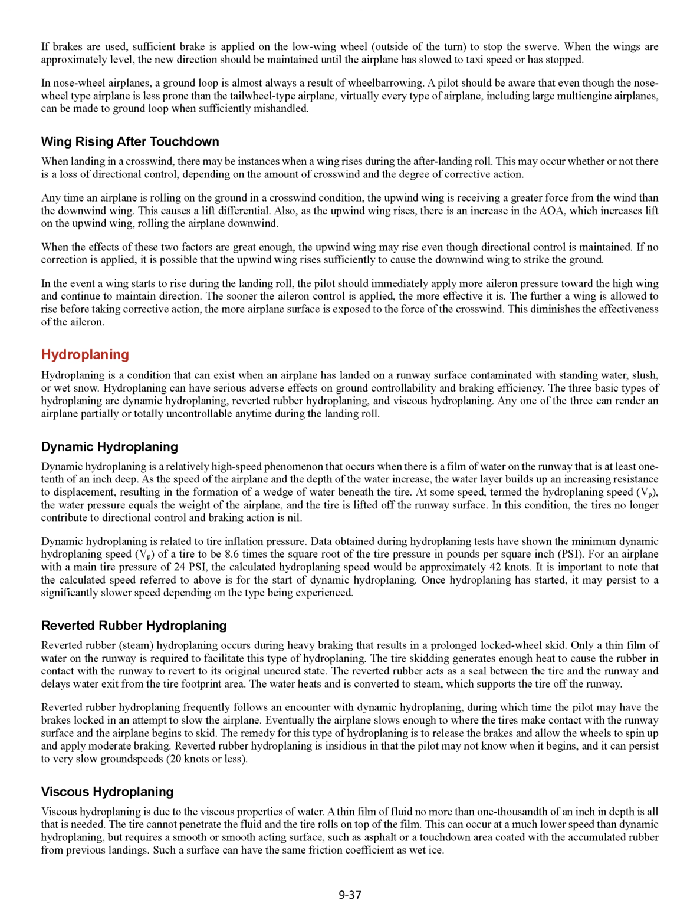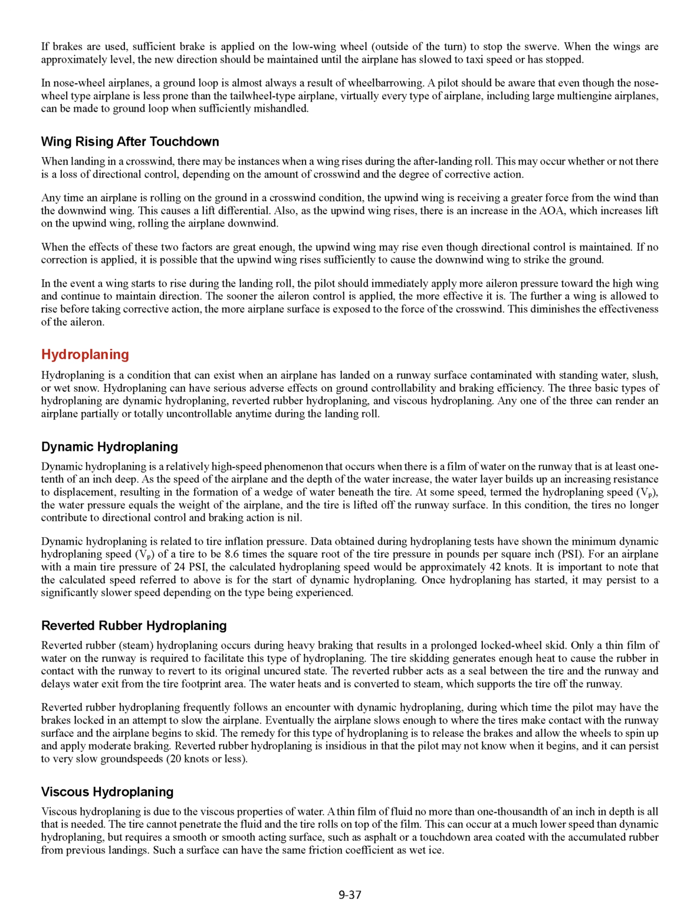Also, as the upwind wing rises, there is an increase in the AOA, which increases lift on the upwind wing, rolling the airplane downwind. When the effects of these two factors are great enough, the upwind wing may rise even though directional control is maintained. If no correction is applied, it is possible that the upwind wing rises sufficiently to cause the downwind wing to strike the ground. In the event a wing starts to rise during the landing roll, the pilot should immediately apply more aileron pressure toward the high wing and continue to maintain direction. The sooner the aileron control is applied, the more effective it is.